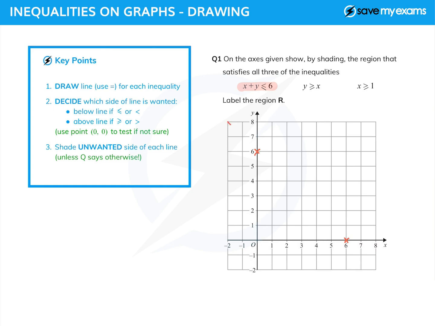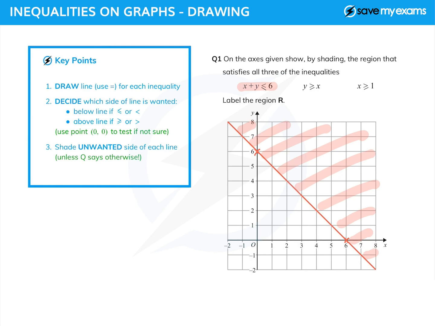So let's draw that line here, so it goes straight through there. Nice straight line. There it is. Now we need to decide which side we want. Well, there's a less than, so I'm going to reckon we want the bottom left side of it. We could check by looking at this point here, 0, 0. Is 0 plus 0 less than 6? Yes, it is. So that is the side we want. And now I'm going to shade the other side, the unwanted side. Okay, so I'm going to shade it sort of reddish like this. So I know that the region I want is bottom left of that line.